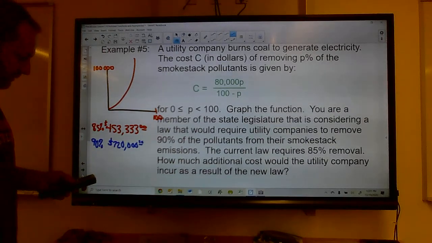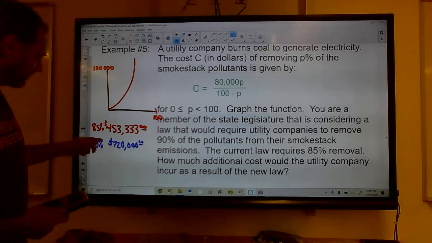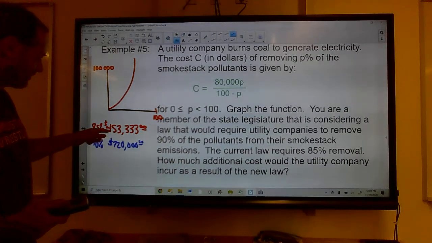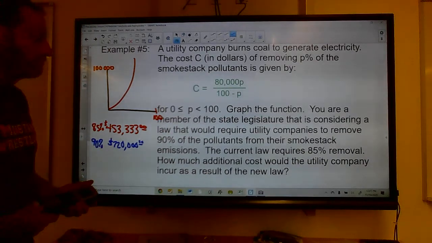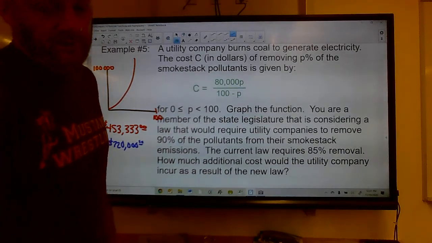Now, if you kind of scroll up, if you went the other way, 5%, if you went to 80, 320,000. So that changed by 133,000. But this 5% cost you almost 300,000 more. So this is getting incredibly expensive.